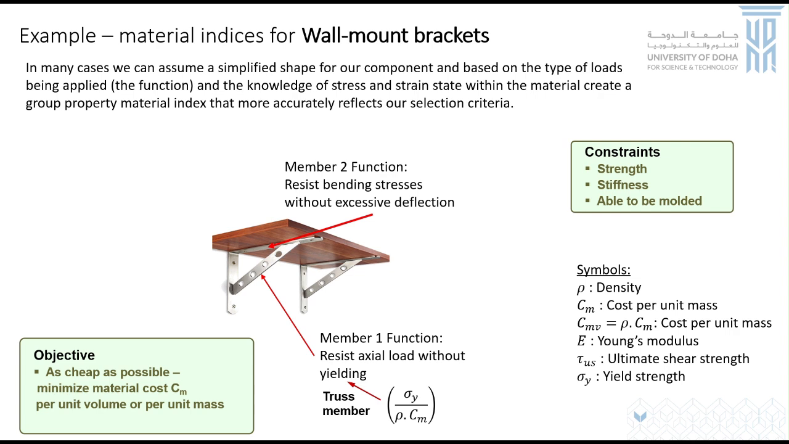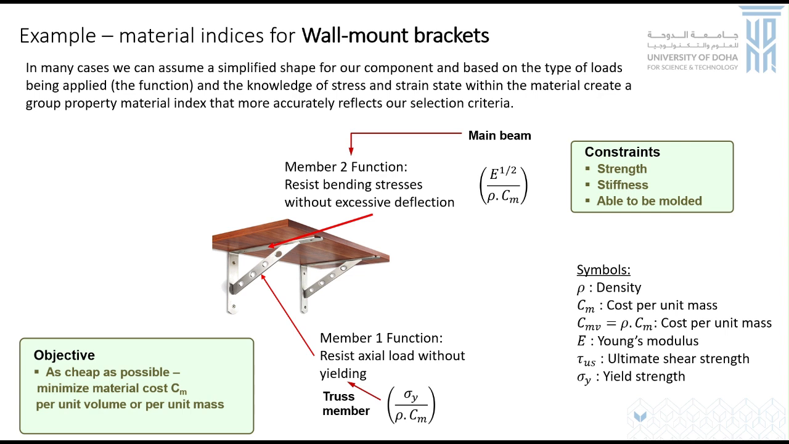And the material index in this case, in the case of deflection, can be expressed as Young's modulus raised to power half divided by density, which is rho, and then Cm is the cost per unit mass, and cost per unit volume will be rho Cm. Okay, so you now have a different equation because you are looking at it from a different functional perspective. Okay, the objective is still the same, minimizing cost. It's the function that has changed.